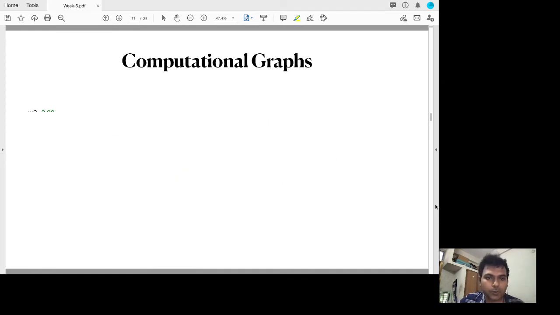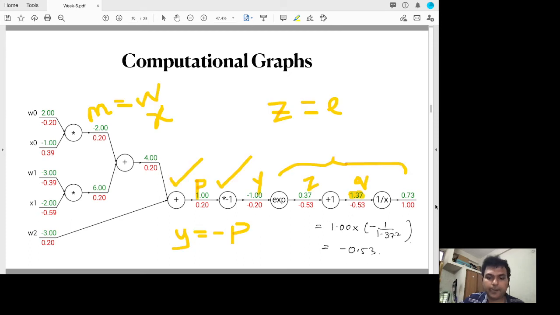Sir, 1 minute. Sorry to ask. Everything I got, only this last gradient, how it has come. After 1 by x, you have written 0.73 and gradient is 1. Oh, that is f, right? So dou f equal to 1. The derivative of a variable with respect to itself is equal to 1. That is precisely f. So that is why you are getting dou f equal to 1.